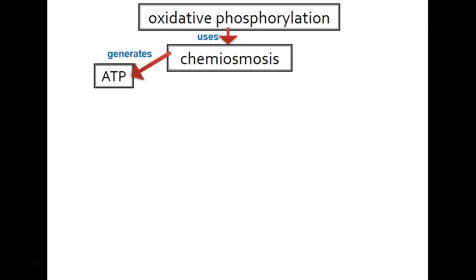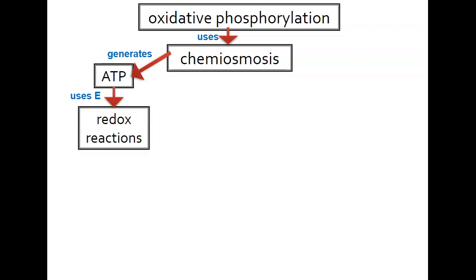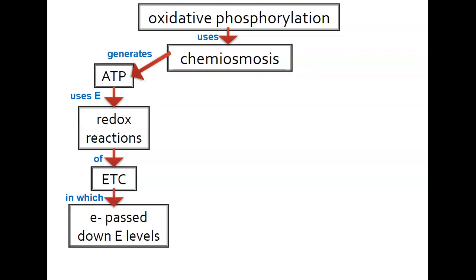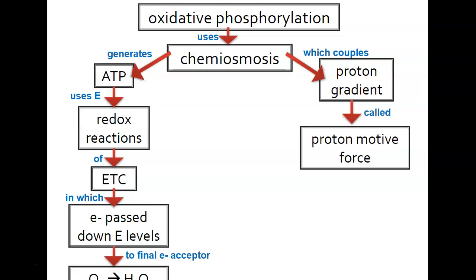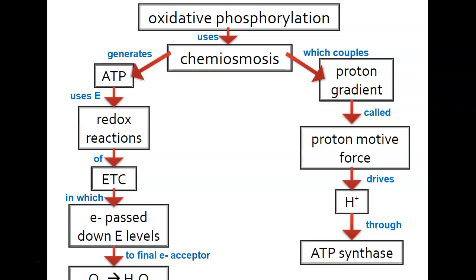Okay, so oxidative phosphorylation uses chemiosmosis to generate ATP using redox reactions of the electron transport chain, in which electrons are passed down several energy levels to oxygen, which makes water. Got a little cut off there at the bottom. Chemiosmosis couples a proton gradient called a proton motive force to drive protons through the ATP synthase, which then can produce ATP.